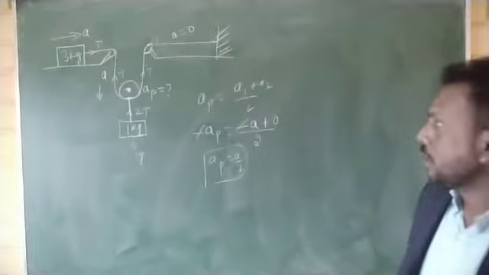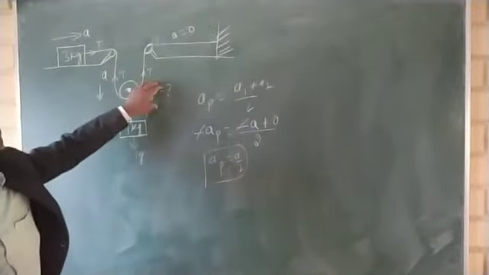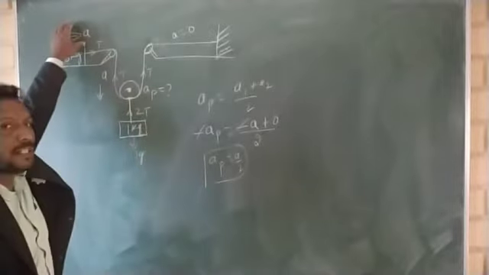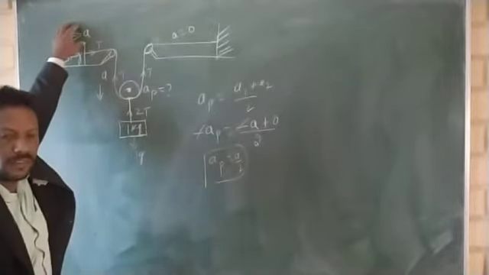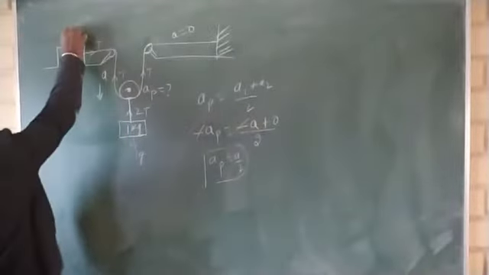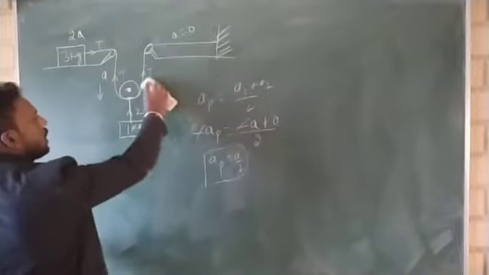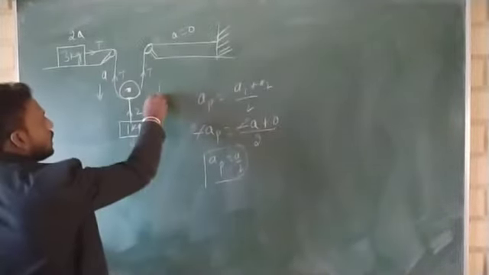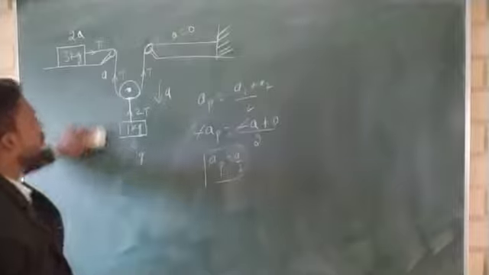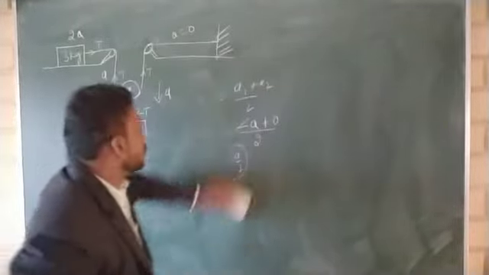Clear? ಈಗ ನೋಡಿ, ಇದು acceleration A ಇದೆ, ಈ acceleration ಎಷ್ಟಿರುತ್ತೆ? A by 2 ಇರುತ್ತೆ. For example, this acceleration is 2A. Imagine this acceleration is 2A. What about the acceleration of the movable pulley? Is A. Acceleration of the movable pulley is A. Clear?